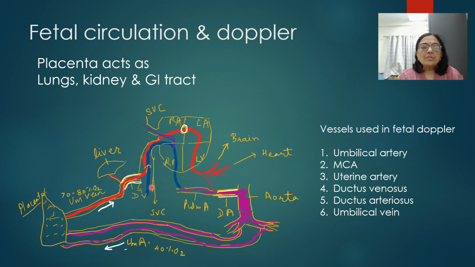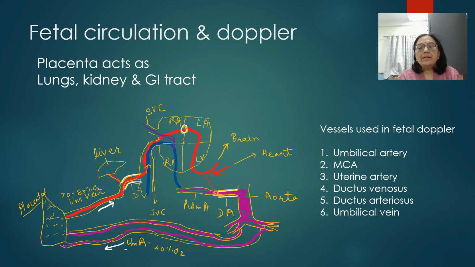Now this less oxygenated blood, which has around 40% oxygen saturation, enters into the right atrium, as well as the deoxygenated blood from the upper part of the body through the superior vena cava. This less oxygenated blood passes from the right ventricle and enters into the pulmonary artery. So now the pulmonary artery has a mixture of the well oxygenated and less oxygenated blood.